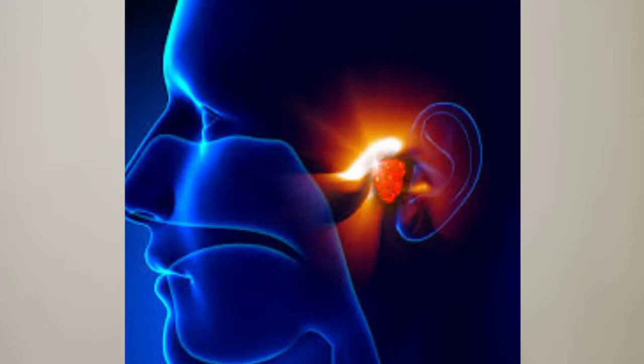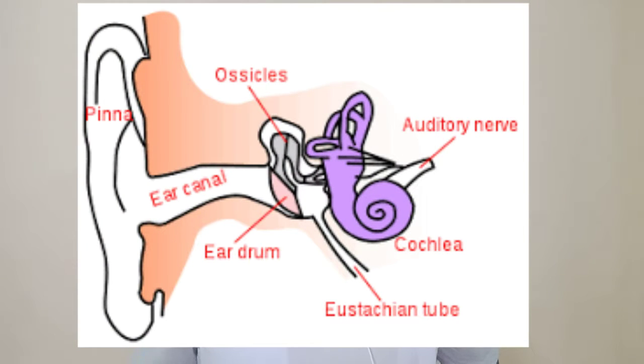So the second topic that we are going to discuss is all about otosclerosis. Otosclerosis is the abnormal growth of bone in the middle ear. This bone prevents structures within the ear from working properly and causes hearing loss. For some people with otosclerosis, the hearing loss may become severe.